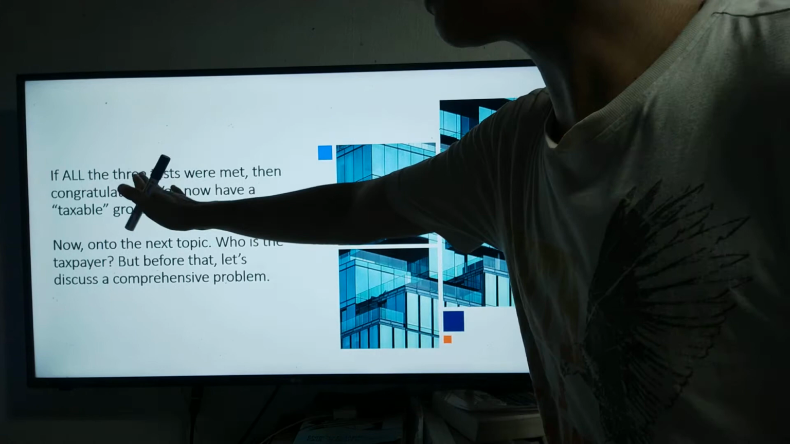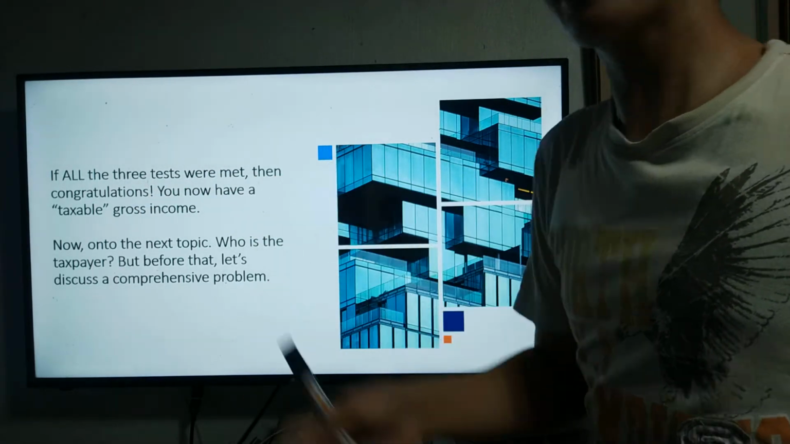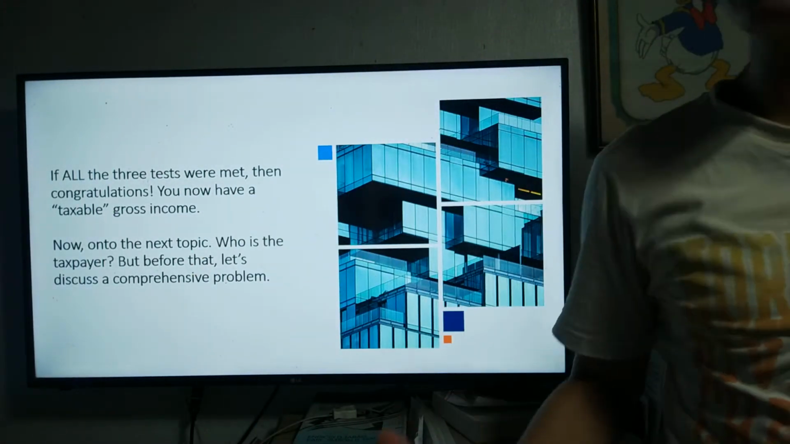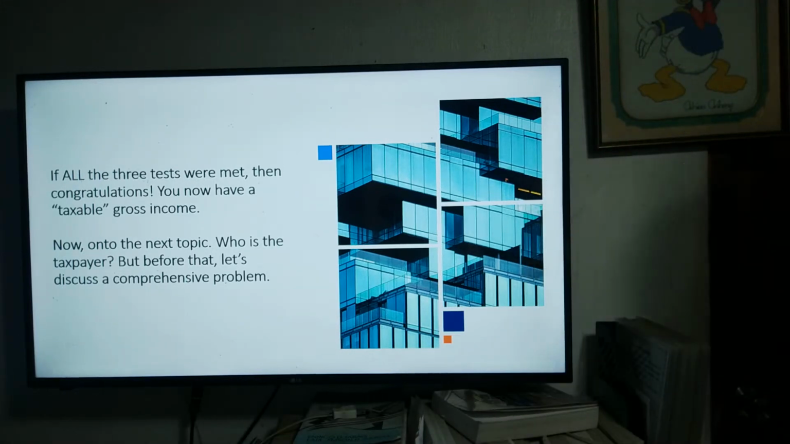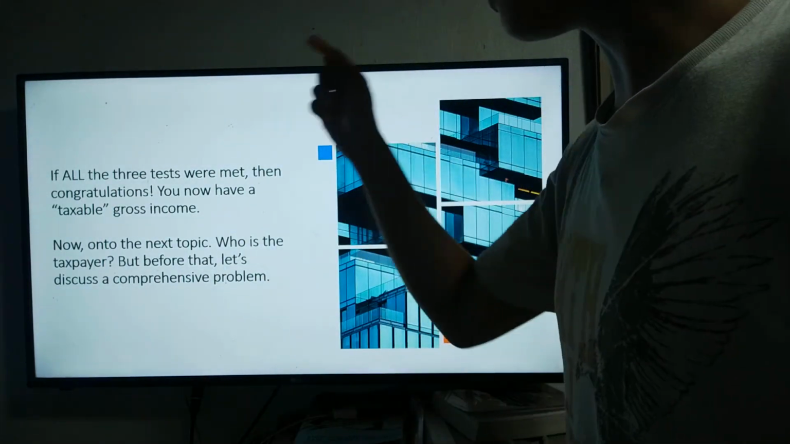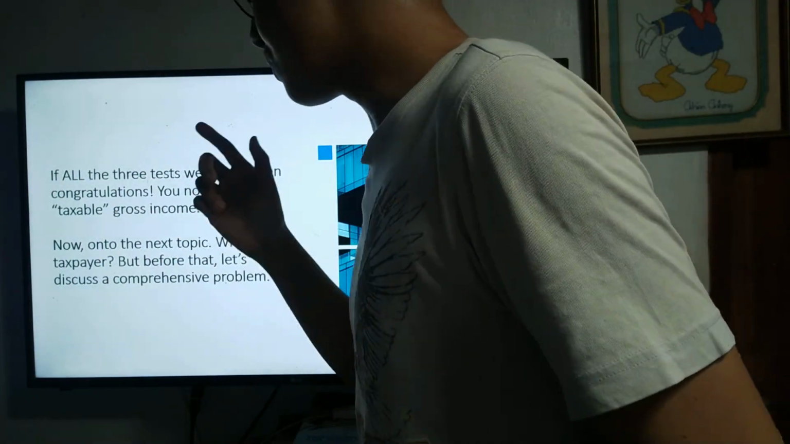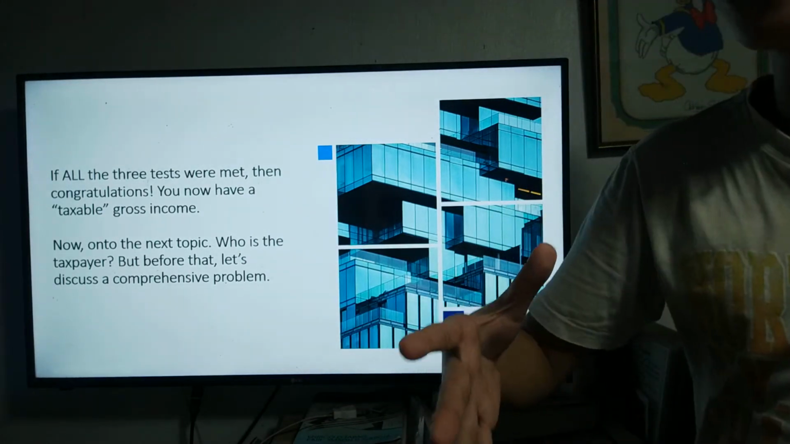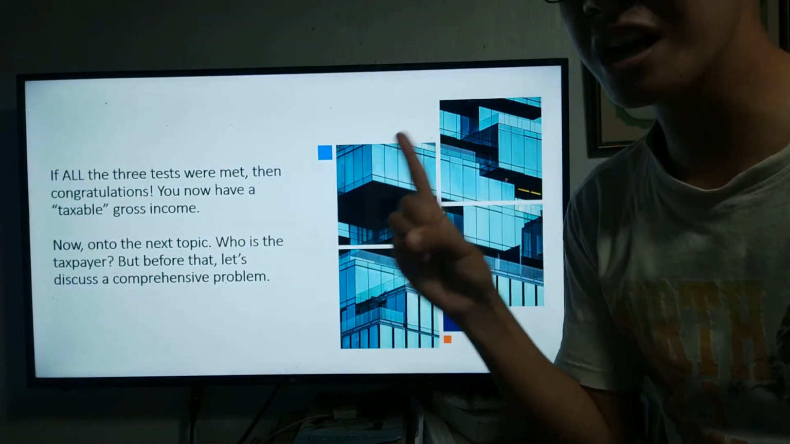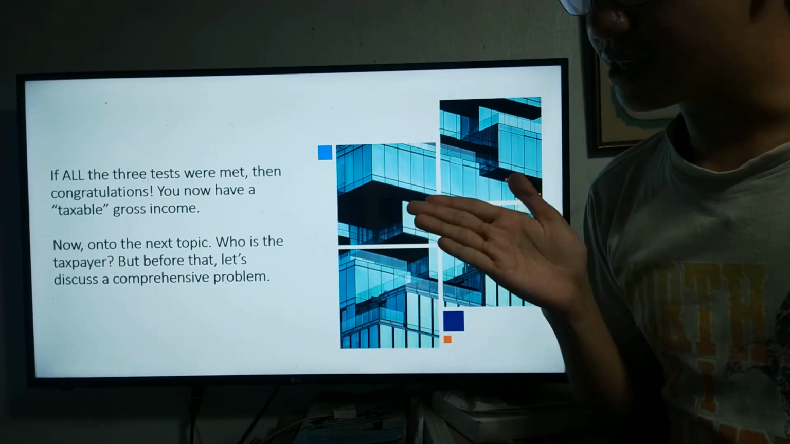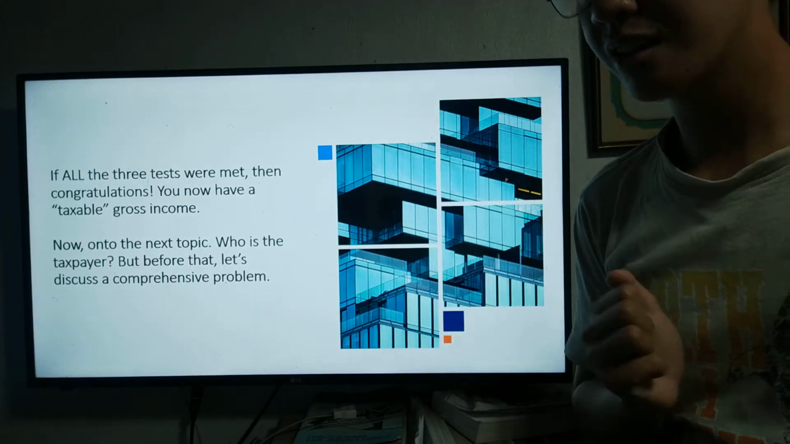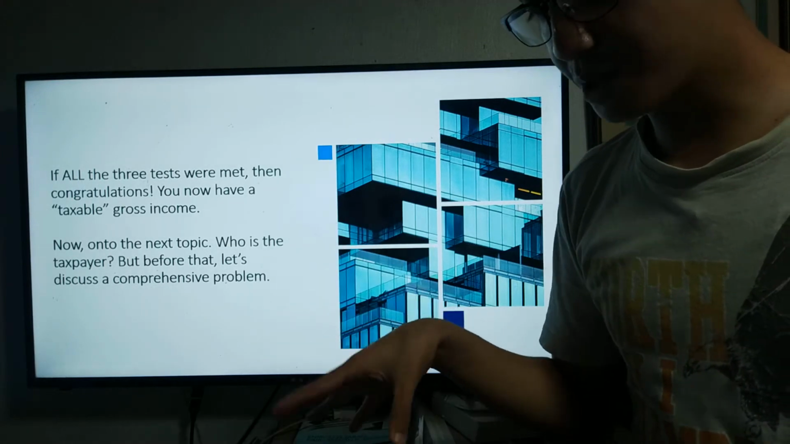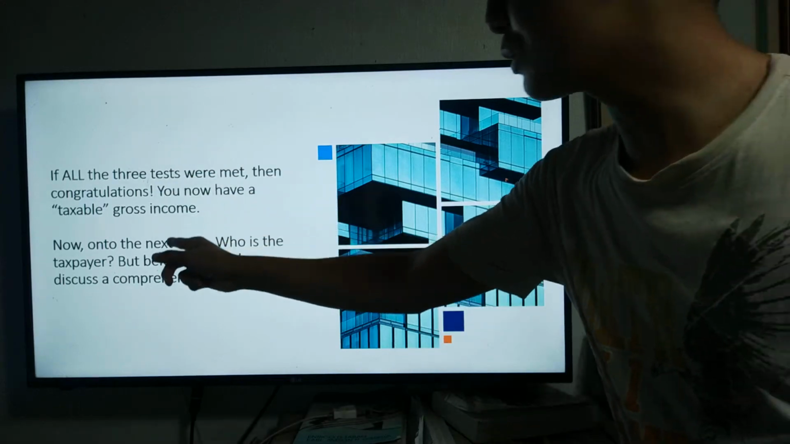So finally, if lahat ho nung tatlong test na yon na-meet natin, then congratulations! We have identified a taxable gross income. Now, after identifying a taxable gross income, we are ready to go to the next topic. Sa unang topic natin, we have identified items of gross income, whether they are taxable or not. Yun yung una natin kailangang tanungin: is this type of income taxable or not? Kapag na-identify na natin yung sagot doon, and we have identified the groups of gross income that are to be taxed, then we go to the next topic.